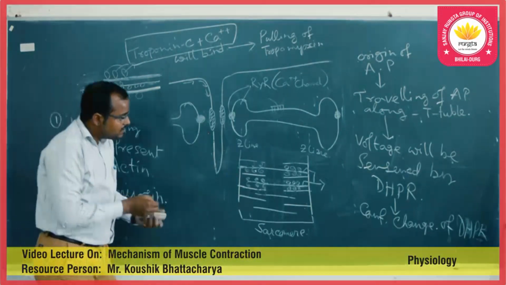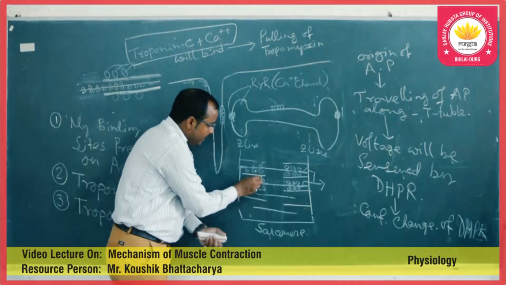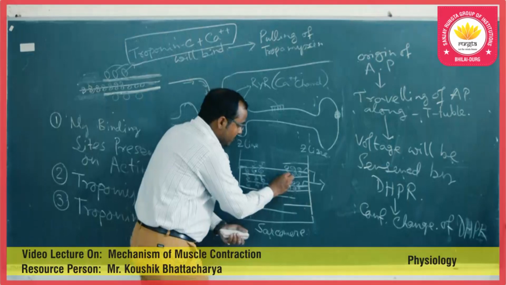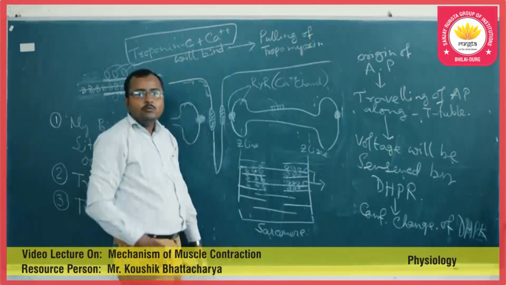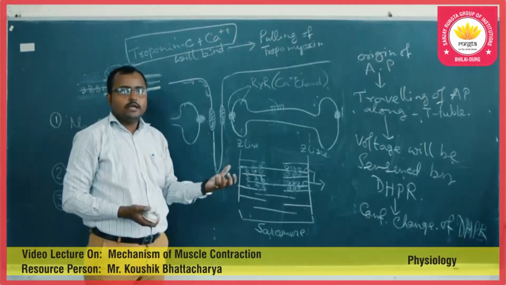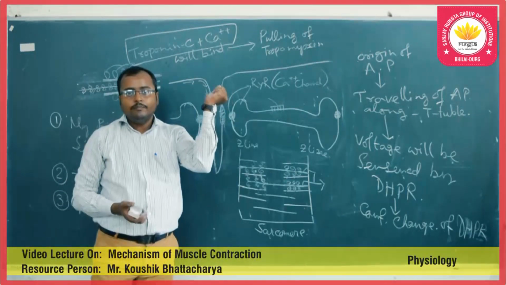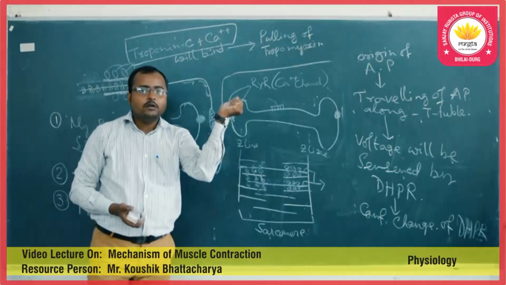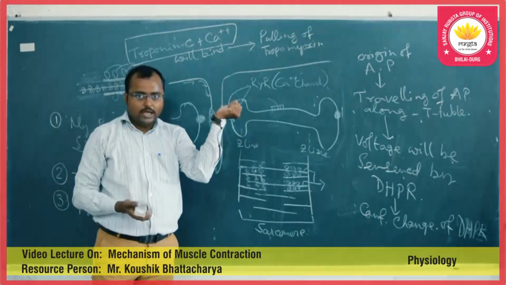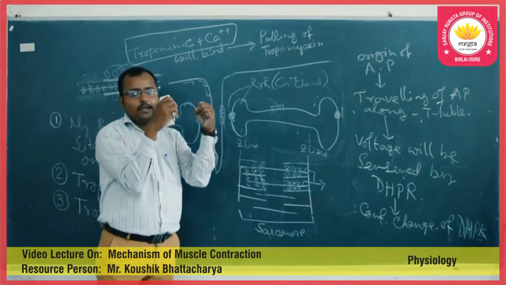So what will happen? These myosin heads will be attached with the actin. These myosin heads will get attached to the actin molecules. All the myosin heads will attach with the actin molecule, right? And after that, ATP hydrolysis will take place, which is an inbuilt process of the myosin head, that leads to the pulling of the actin towards the central area.